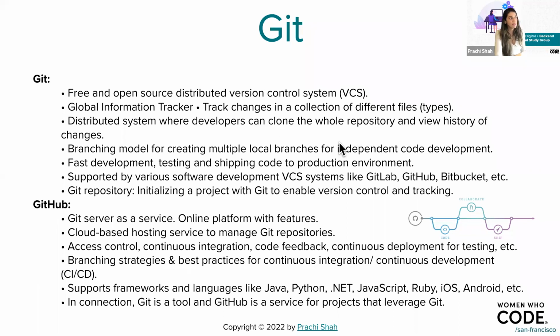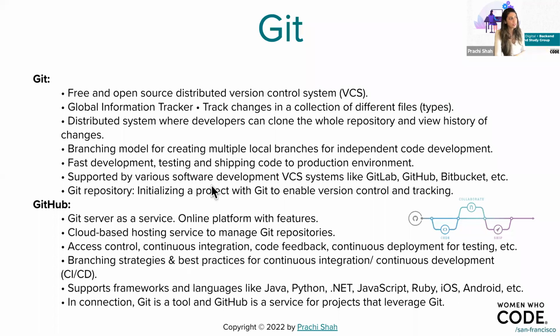This is a distributed system where developers can clone the whole repository and view a history of changes. Repository here just means a collection of projects, and each project or application just has code in it. A branching model for creating multiple local branches for independent code development, right? So it helps us create different copies of your original source code, so different developers or teams can focus on their own version of the code and do independent development, testing, etc.